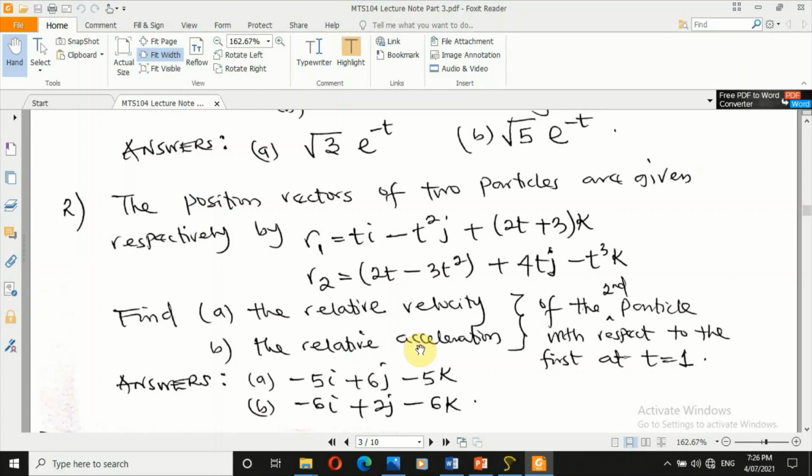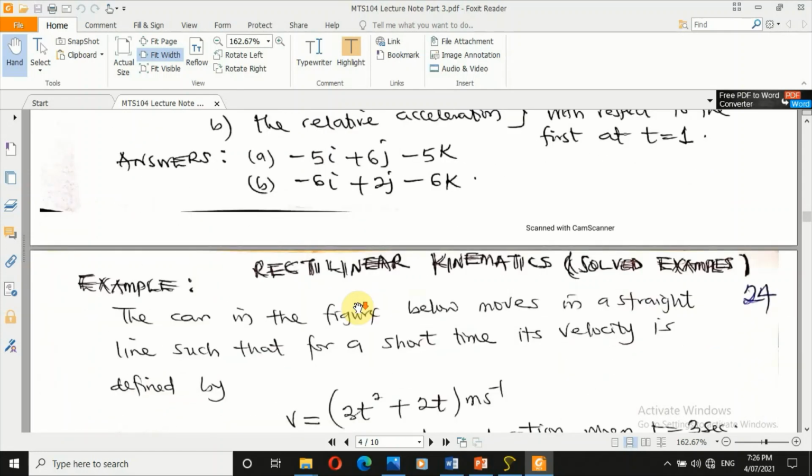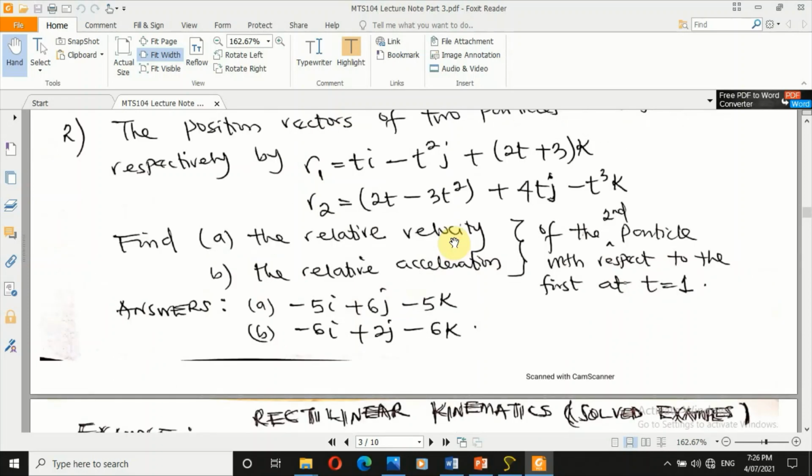Then for the acceleration, you differentiate twice, then you evaluate at t equals 1. You differentiate the other one, then you say d²r2/dt² minus d²r1/dt². Then you do it like that. Now that is the end of all the examples we have here under curvilinear motion. You can see now that all the examples we've been solving from part 2 to part 3 have to do with 2 or 3 dimensions. So that is the end.